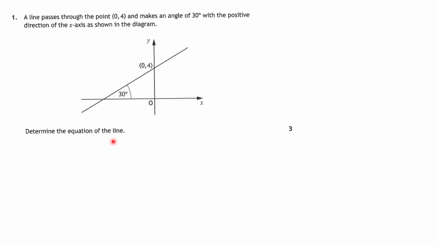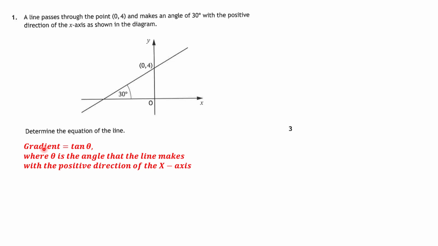The first thing you've got to know is that the gradient of a line is tan theta, where theta is the angle that the line makes with the positive direction of the x-axis. Now we know what that is, it's 30 degrees, so we can say the gradient of this line is tan 30. Now we don't have a calculator, we've got to get an exact value for tan 30, so we've got to remember this triangle here for exact values. There's 30 degrees, tan is opposite 1 over adjacent, root 3. So the answer for that is going to be tan of 30 is 1 over root 3.